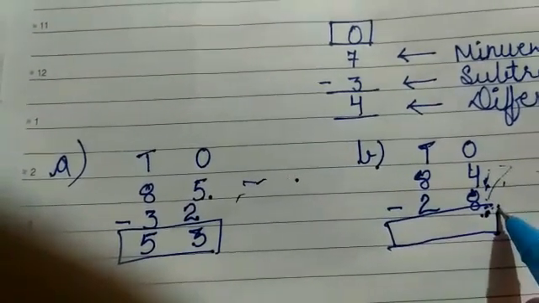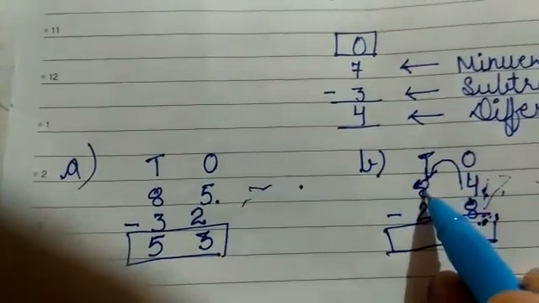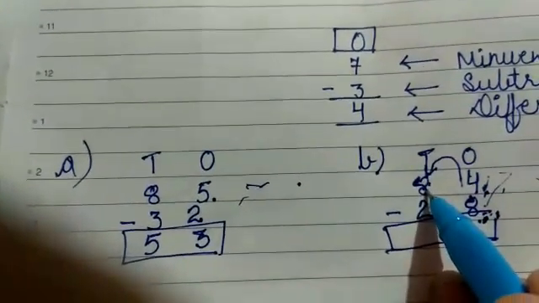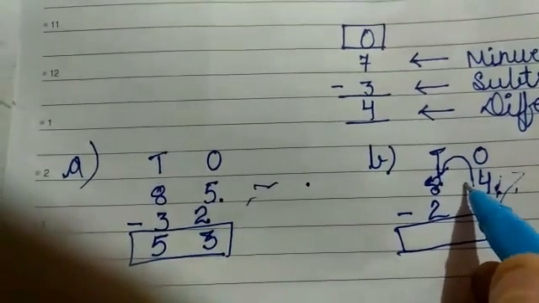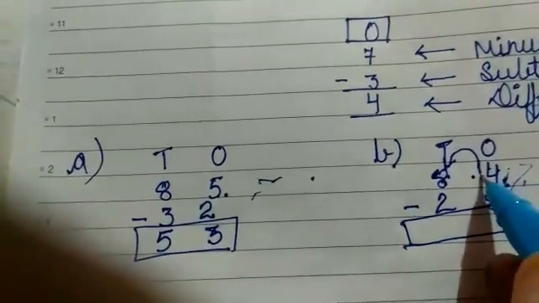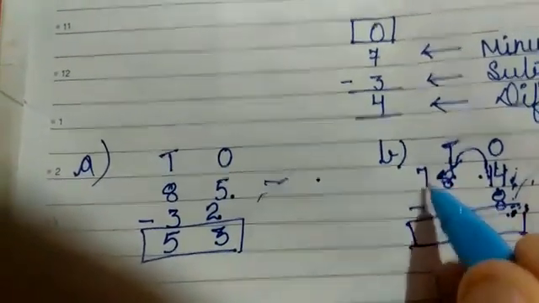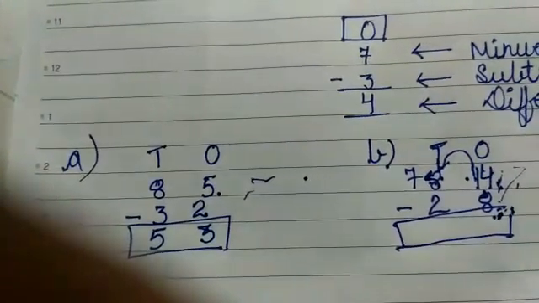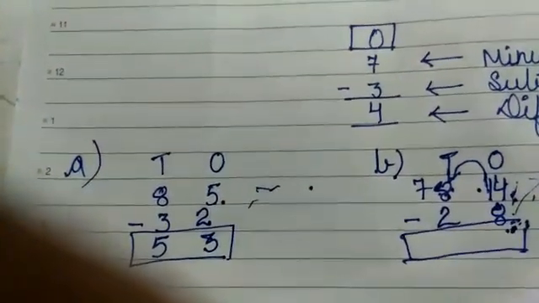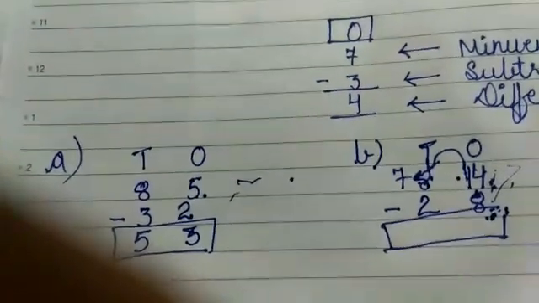So 4 will knock the door of 8. Knock knock. Can you give me tens? Yes, it will give 10. So from 4 it will become 14, and this 8 will become 7. Because 8 was in tens place, that's why he has given 10. Now children, now we can subtract easily.